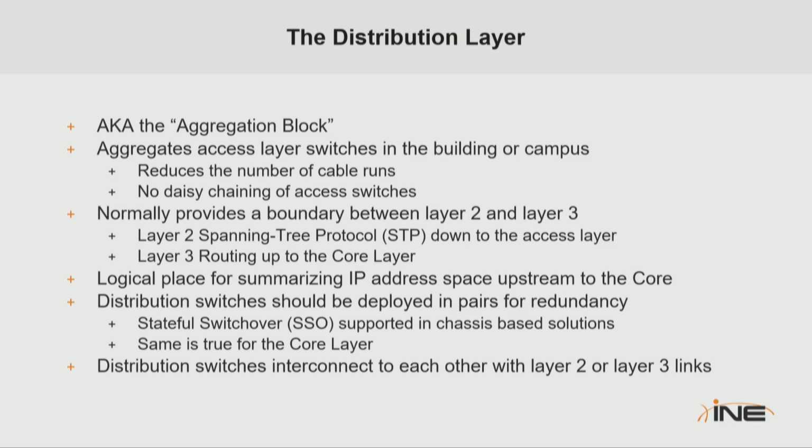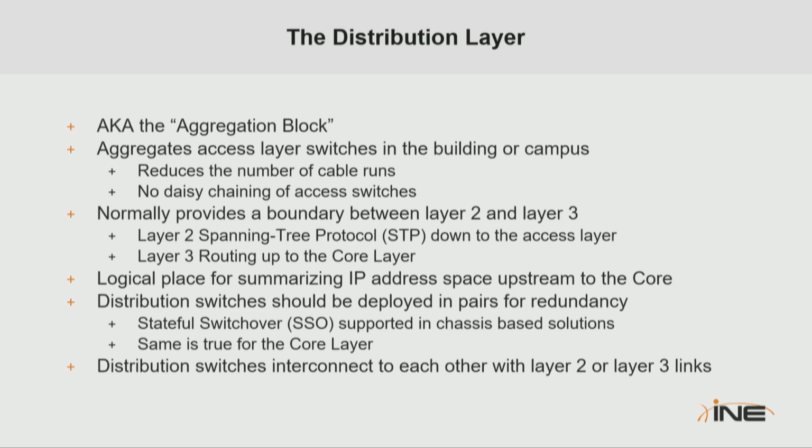Okay, under most normal circumstances, the distribution block is also going to be the layer 2 to layer 3 boundary, where we're going to be running layer 2 spanning tree down to the access layer, and we're going to be running layer 3 routing up to the core layer. This is also the logical place where we would do IP summarization. So we would take the IP subnets of the access layer, and we would summarize those as we're advertising them northbound or upstream to the core.